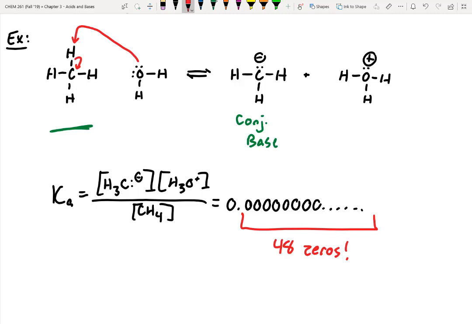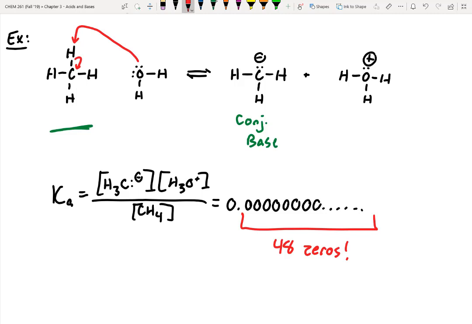In fact, the probability of methane giving up its proton to water is so small, it'd be like trying to hunt down one specific atom on planet Earth. You're just not going to find that specific atom. It's just out of the realm of possibility. So it's really not considered an acid at all.